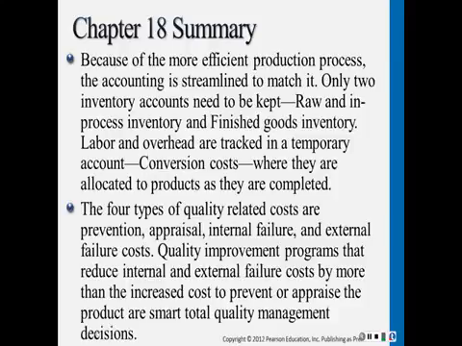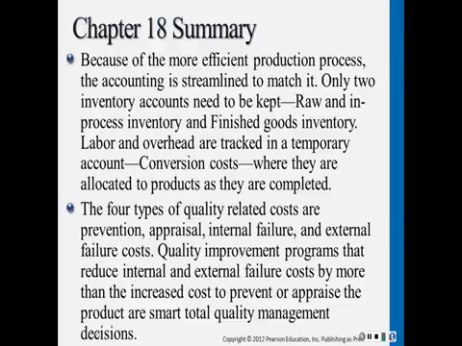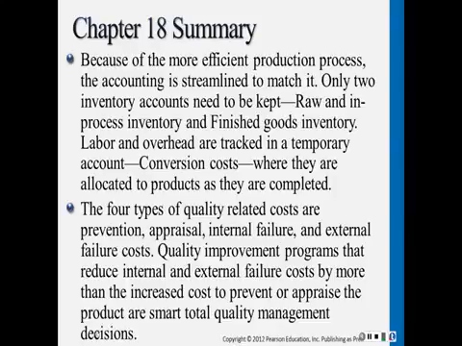Because of the more efficient production process, the accounting is streamlined to match it. Only 2 inventory accounts need to be kept: raw and in-process inventory and finished goods inventory. Labor and overhead are tracked in a temporary account, conversion costs, where they are allocated to products as they are completed.